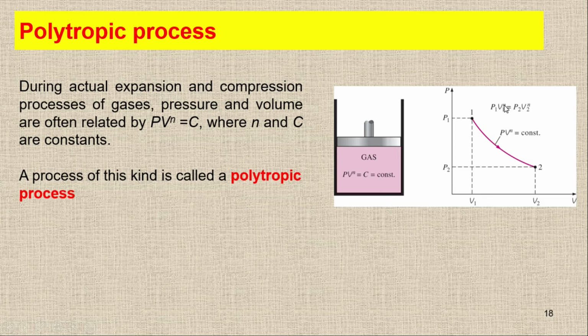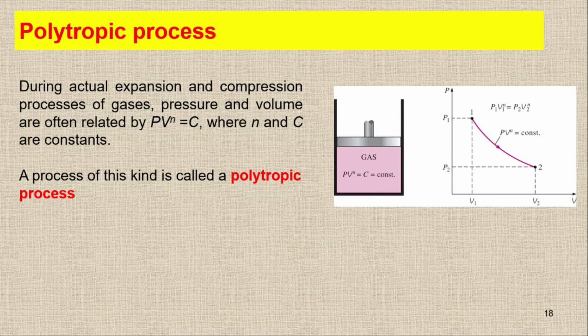Based on this n value, or the index value, the process can be either adiabatic, constant pressure, constant temperature, or anything else. Let's suppose we have a value of n equal to 1. Then it will be PV equal to C, which means this is an isothermal process. So depending upon the n value, the nature of the process will be different.